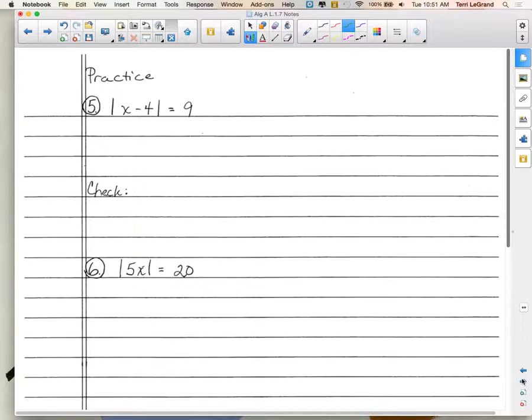Okay, it says the absolute value of x minus 4 equals 9. So the expression x minus 4 can be set equal to any number or numbers that have a distance of 9 units. What number or numbers are 9 units from 0? 9 and negative 9. Okay, so what we do is we take the x minus 4 that's in the absolute value bars, and we set it equal to each of those numbers. So x minus 4 gets set equal to both 9 and to negative 9.